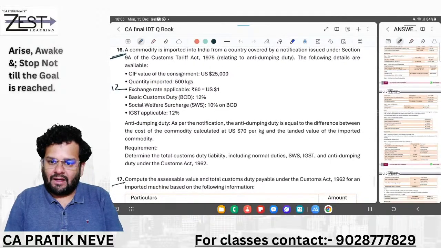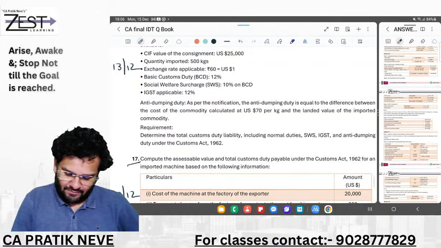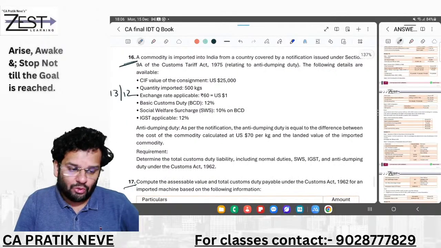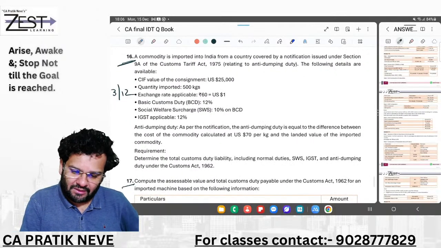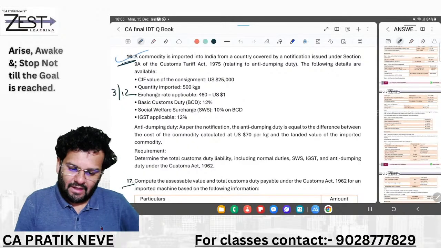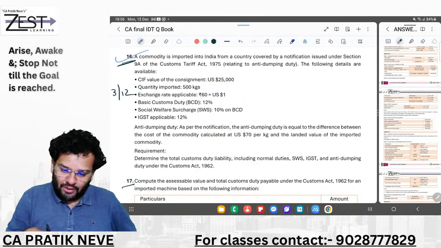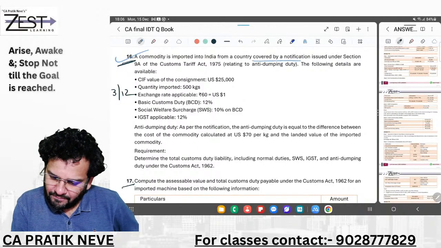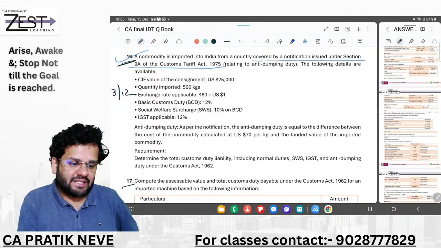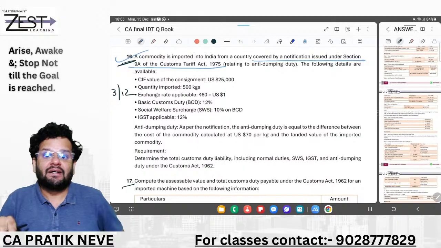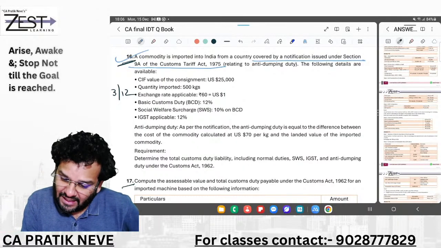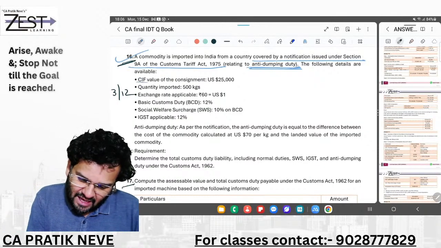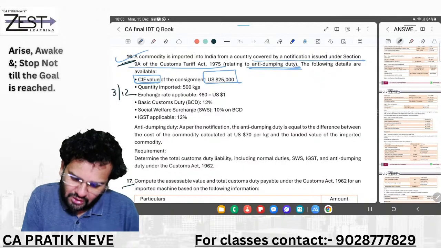Then I'll go to the second last question for today, which has anti-dumping duty. So are you ready for anti-dumping duty? A commodity is imported into India from a country covered by a notification issued under 9A of the Customs Tariff Act, which means it is covered in an anti-dumping duty notification. Now in such a case, what you have to do: CIF value is given at $25,000.